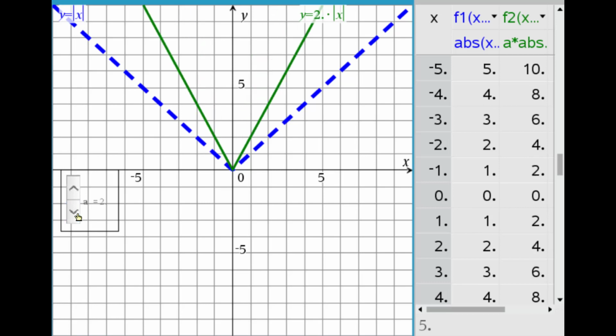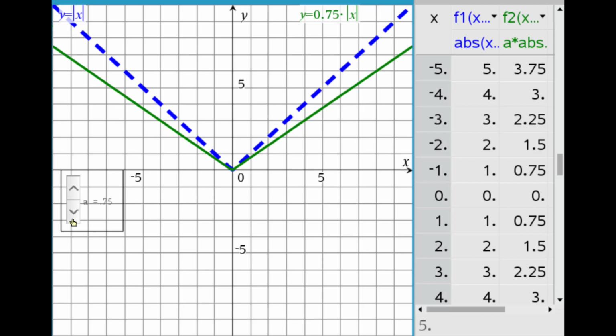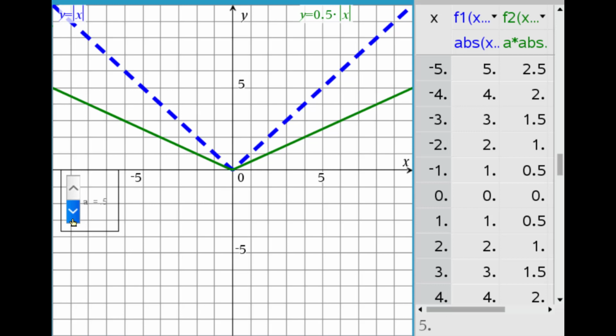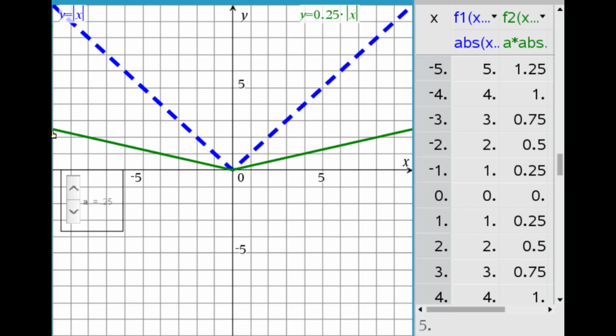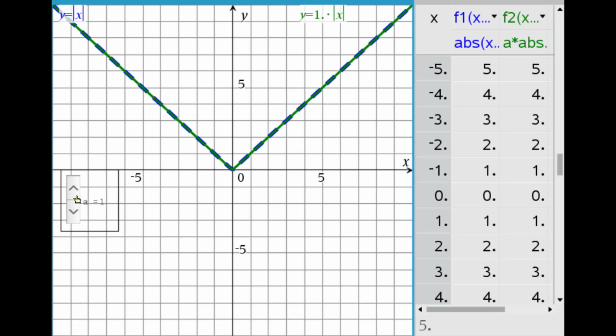So let's go down and let's look at values between 0 and 1. Now I've changed the slider so it steps down by 1/8. So let's go ahead and make a equal to 7/8. Notice it's a little bit wider, the green function. If I make it 3/4, y equals 3/4 absolute value of x. Y equals 5/8, y equals 1/2. Now this is y equals 1/2 the absolute value of x. Notice what's happening to all the y coordinates. Let's make it 1/4. Again, wider still, and look at the y coordinates. And then going down to 1/8.